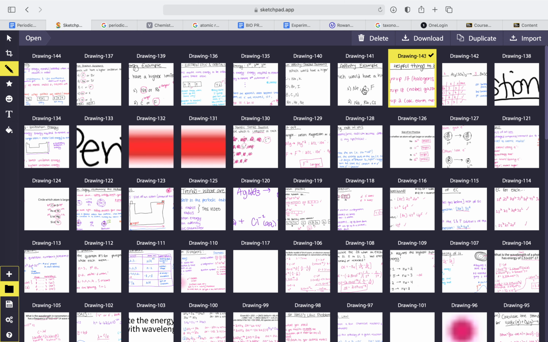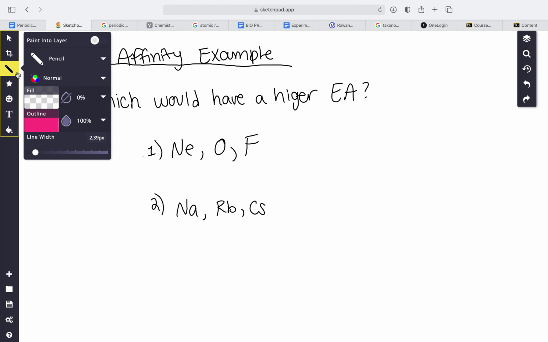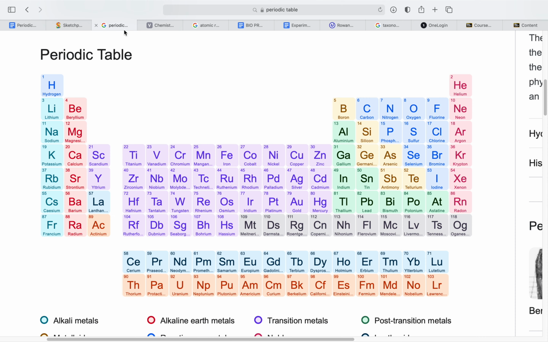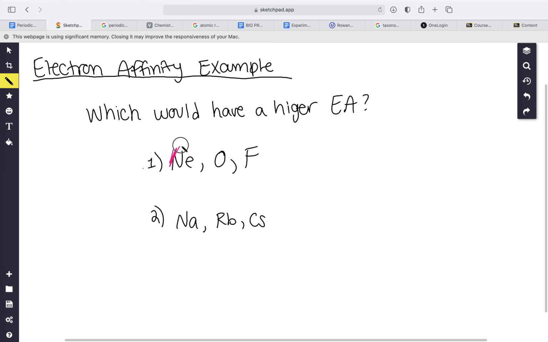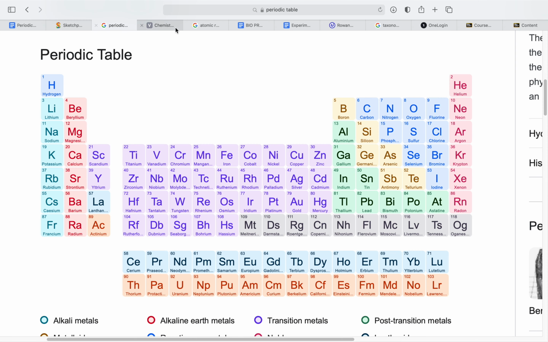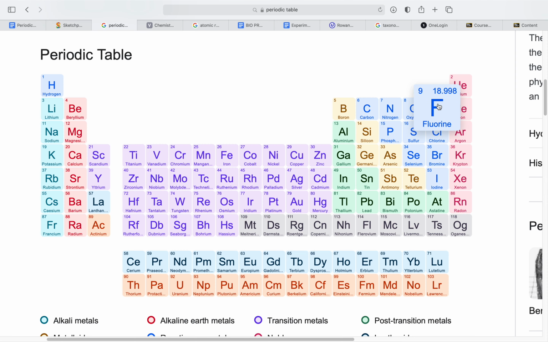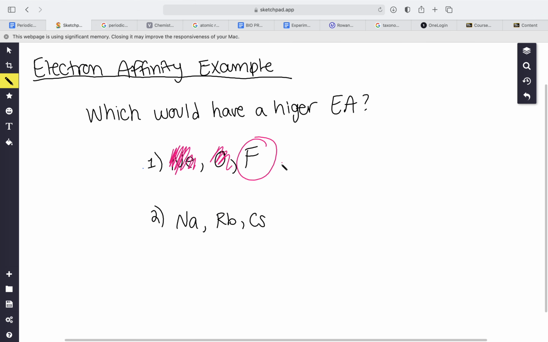Okay, so let's do some electron affinity examples. Which one would have a higher electron affinity? We have neon, oxygen, and fluorine. Neon, we can already say is not going to have a high electron affinity because it's 0. It's always going to be the lowest. And we have oxygen and fluorine. Oxygen is slightly bigger than fluorine, so when you add on an electron, it's not going to be as happy as fluorine would be, because fluorine is really small and really close to its octet. We can also say that because fluorine is in the halogen group, it's going to be the highest. So we can cross this out, and fluorine's going to be the highest.